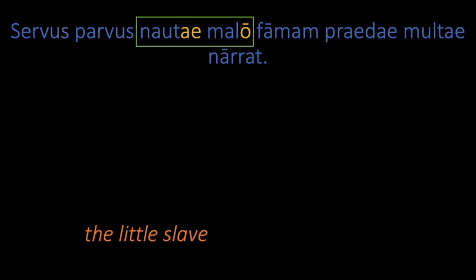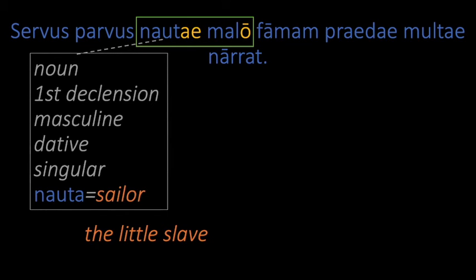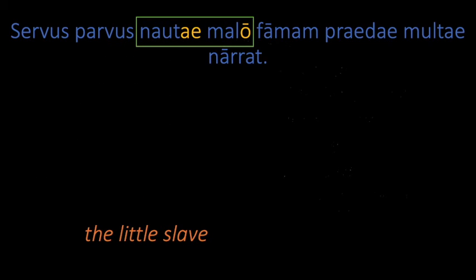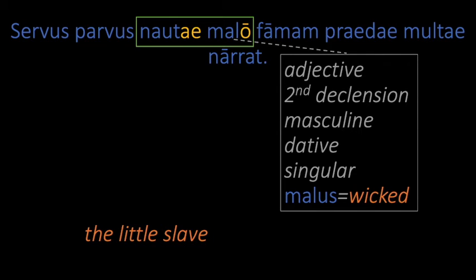Our next phrase is nautae malo. Nautae is a first declension noun. The form could be nominative plural, genitive singular, or dative singular, but we will call it dative for reasons that will be clear in a minute. It is from the base nauta, which means sailor. Malo is an adjective with a second declension masculine or neuter form. We might be confused about which word it agrees with until we remember that nauta, despite being a first declension noun, is masculine. So malo is an attributive adjective with nautae. This confirms that nautae is dative singular. Malo is from the base word malus, which means wicked.